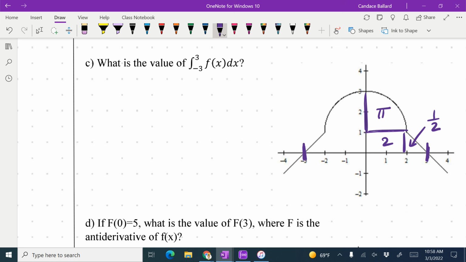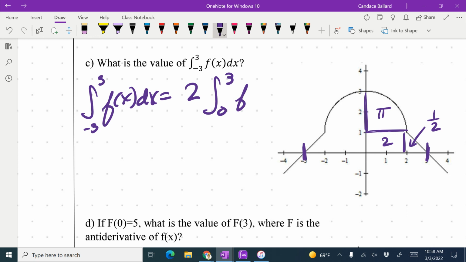Or I could add up pi plus 2 plus 2 plus 1/2 plus 1/2. Your choice. Okay, let's go with the doubling thing since that's what we were kind of talking about today. Was one of our properties. So we're going to write from -3 to 3 of f of x dx. We know that that's the same as doubling from 0 to 3 of f of x dx.